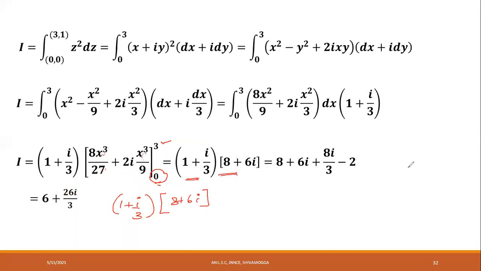(1 plus i by 3) into (8 plus 6i). Just expand this. 1 into 8 plus 6i is 8 plus 6i. i by 3 into 8 is 8i by 3. i into 6i is 6i square, but i square is minus 1, so minus 6 divided by 3 is minus 2. 8 minus 2 is 6, plus 3 into 6, 18, 18 plus 8, 26i divided by 3.